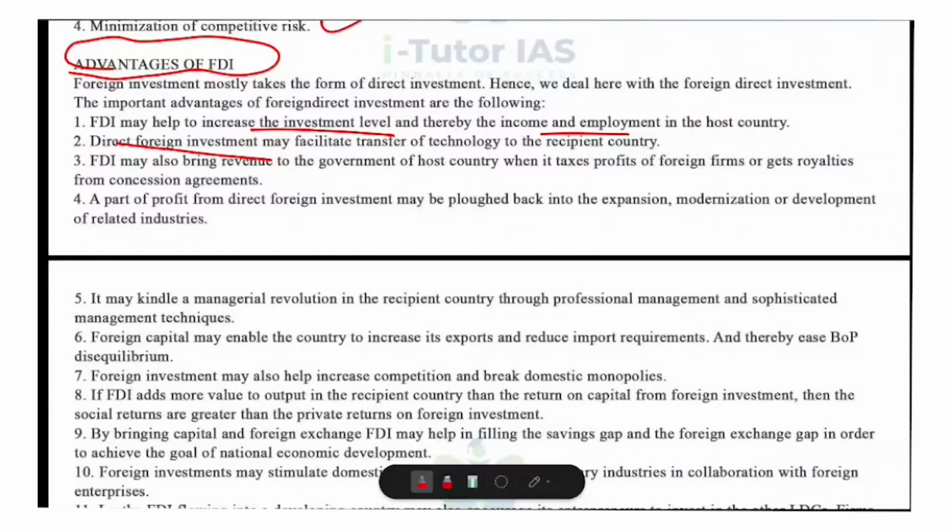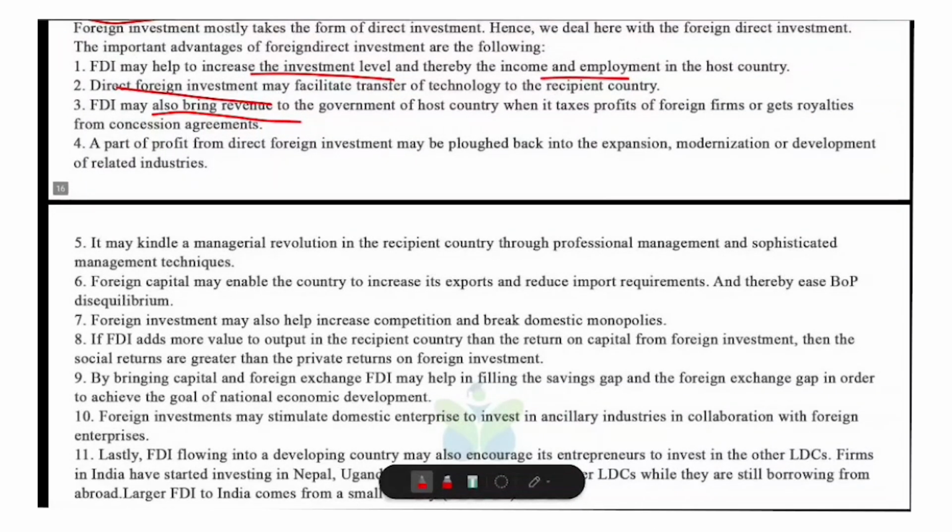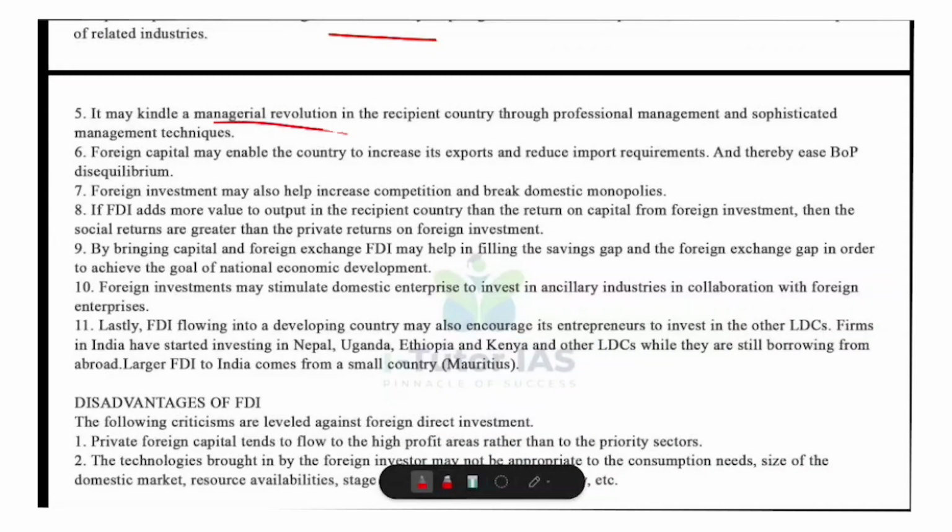Okay. And the third one, government revenue. Taxes on foreign companies' profit and royalties generate revenue for the government. Fourth one, reinvestment of profits. Some profits are plowed back into expansion, modernization and related industries, boosting the overall economy. Then, managerial expertise. FDI introduces professional management practices and sophisticated techniques, and local managers learn and improve their skills.